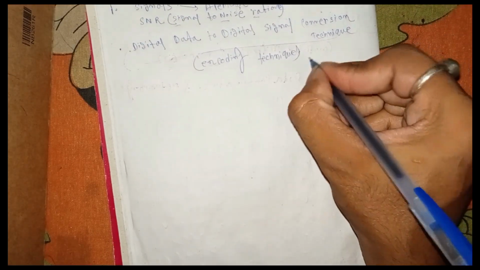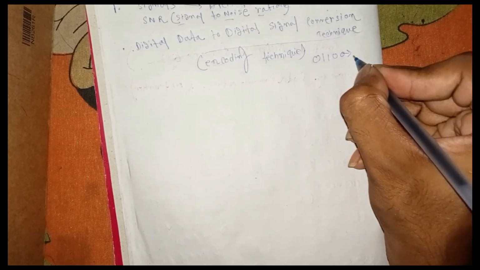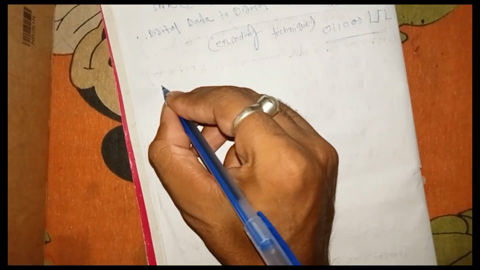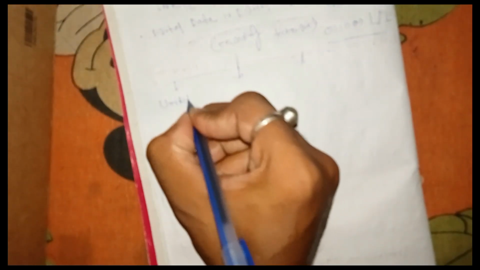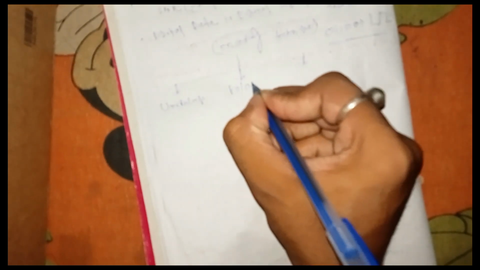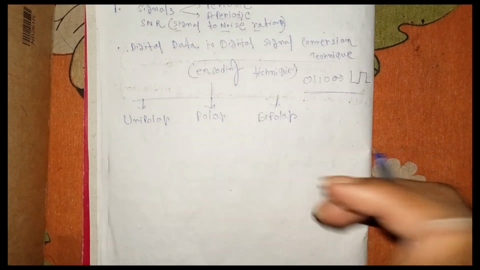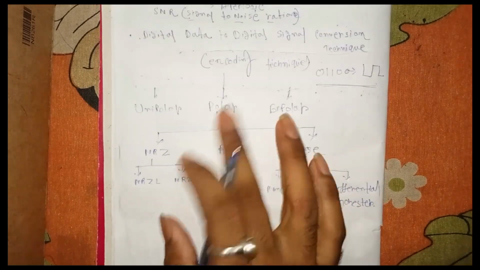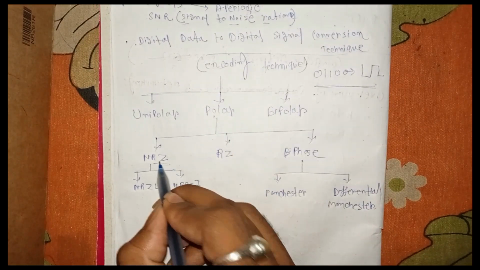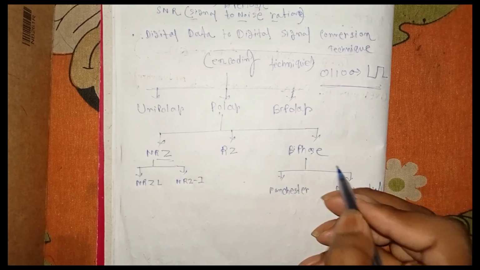Encode means digital data we can convert into signal format. In digital data, we have 0, 1, 0, 0 format, and now we will convert this into signal format. We have three types of conversion: unipolar, polar, and bipolar. In polar we have RZ, meaning return to zero, so non-return to zero, return to zero, and biphase. These are the types.